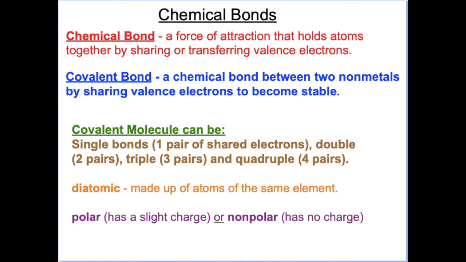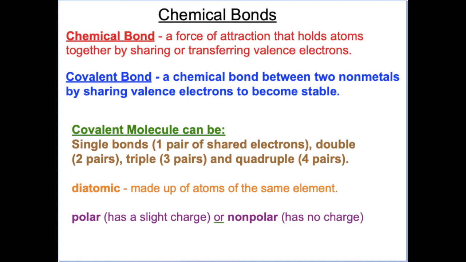Each atom could also share two valence electrons, which is four total shared electrons or two pairs. This is called a double bond. We can also discuss triple and quadruple bonds with 3 and 4 pairs of shared electrons. Diatomic bonds are between two atoms of the same element. The bond could also be called polar or nonpolar.